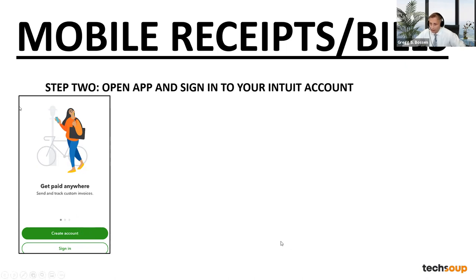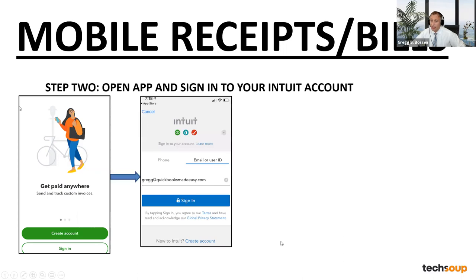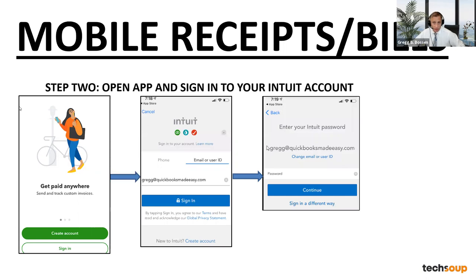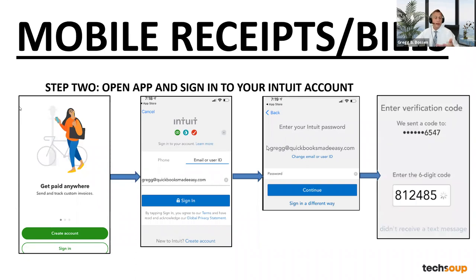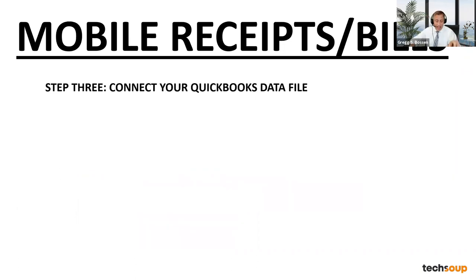Once you're done with that, you put in your username and your password. That's the next window that pops up after you click sign in. Then it's going to want to send a verification code, either to your email or to your phone. I said, go to the phone. And then the next thing that happens is now it knows my Intuit account. Now it wants to know which company file I need to connect to.